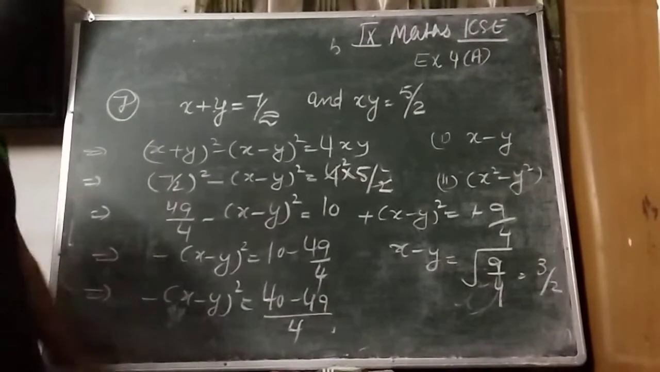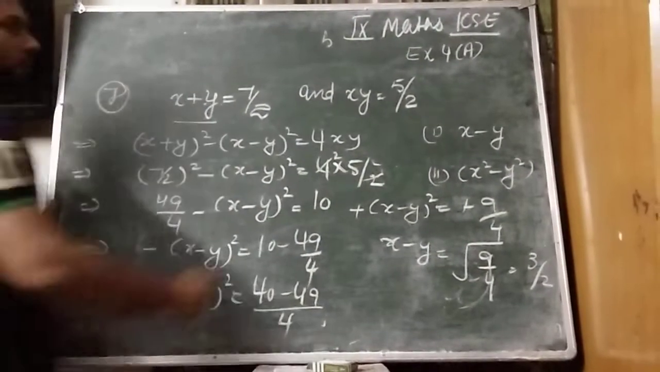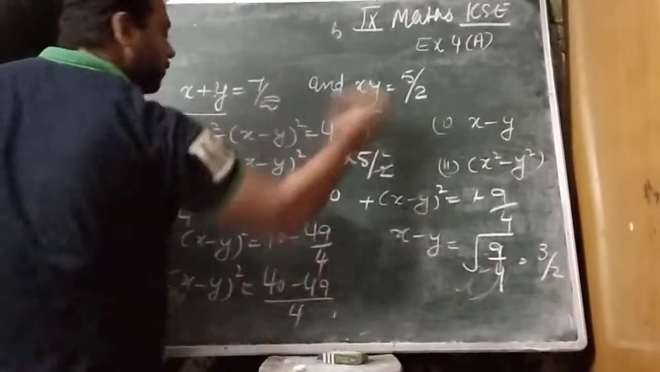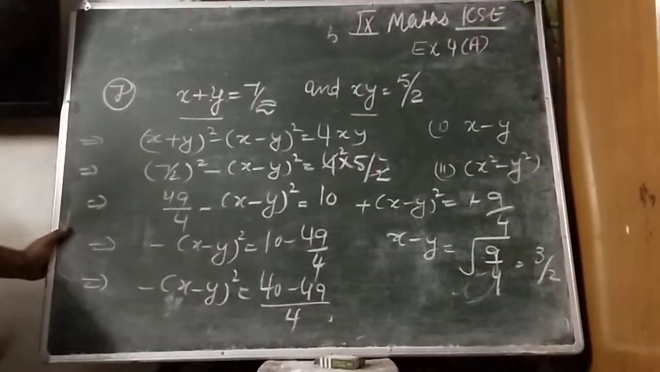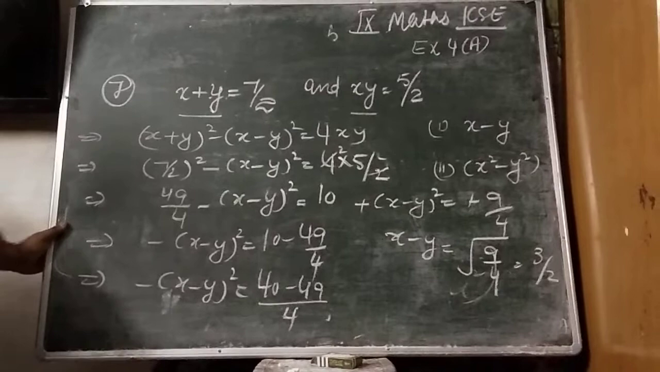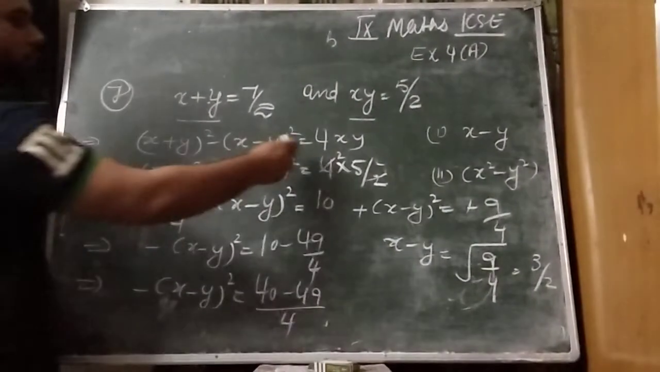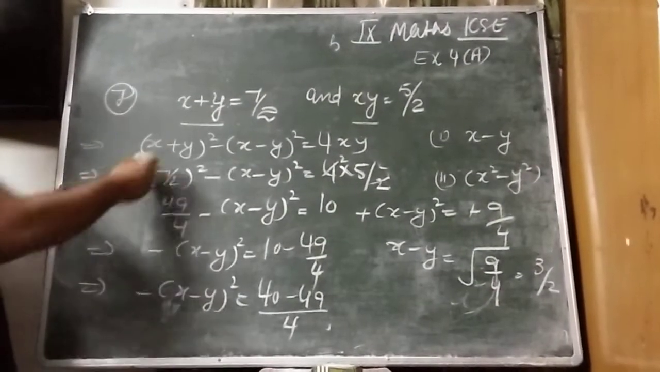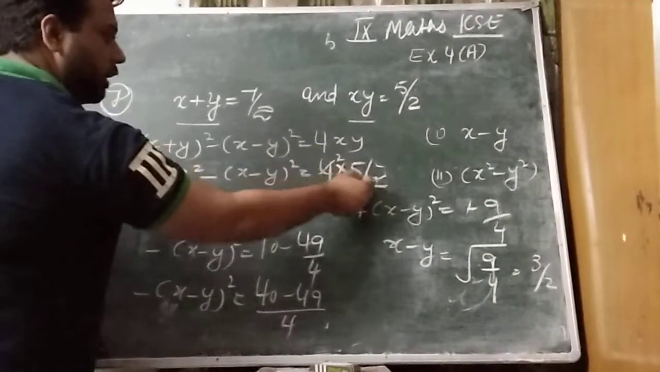Now students, we will solve one more question. The value of x plus y is given as 7 by 2, xy equals 5 by 2. We have to find the value of x minus y. The same formula that we applied for a and b, we have to apply for x and y. (x plus y) whole square minus (x minus y) whole square equals 4xy. So in place of ab, xy has come. Then fill the values: x plus y is 7 by 2, xy is 5 by 2, cancel it.